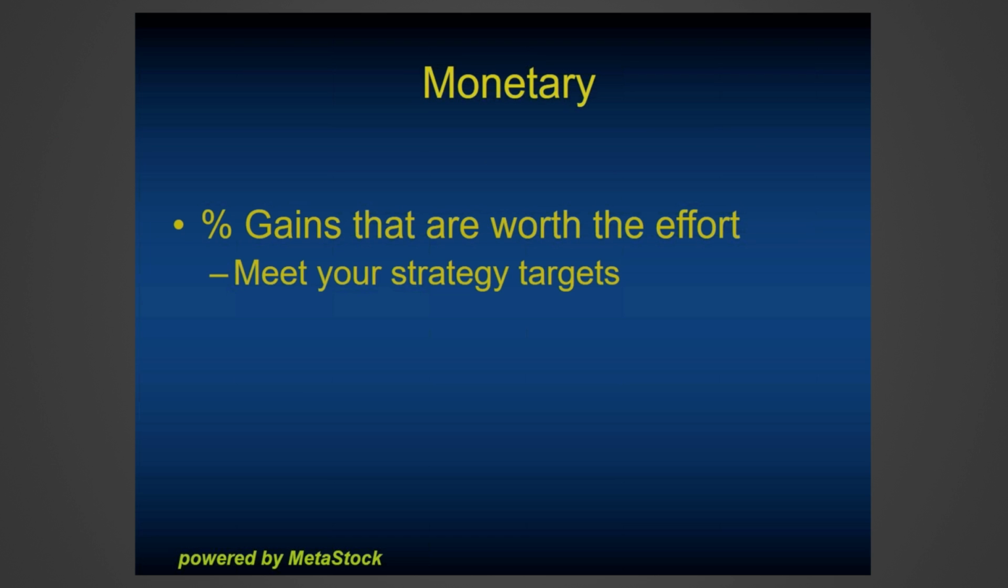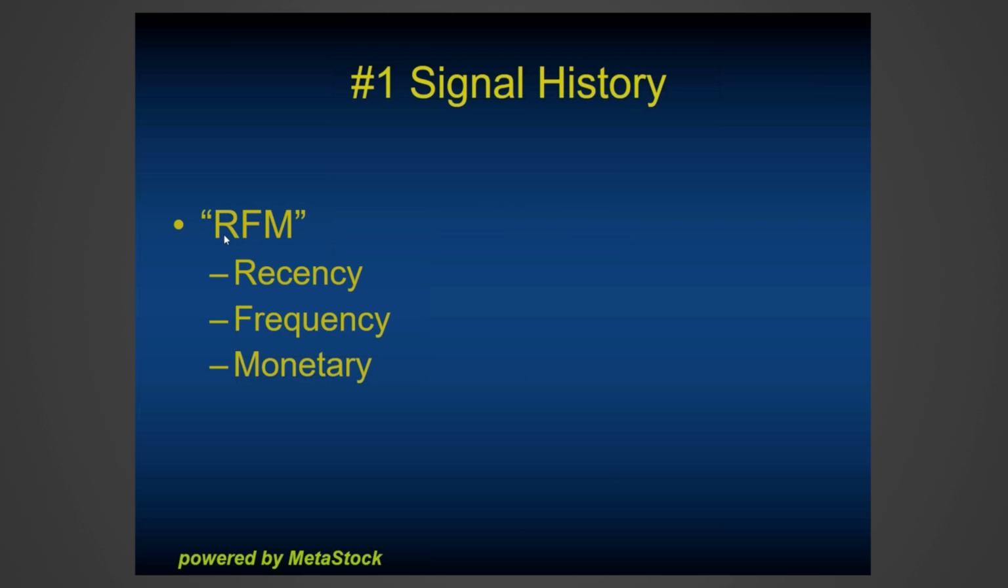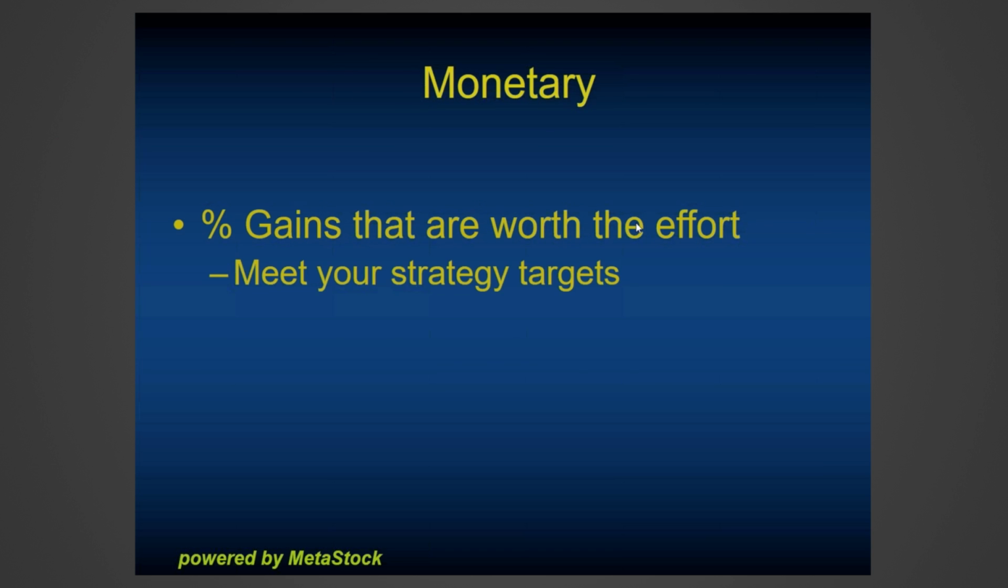And finally, monetary, it's the gains from the prior trades of this signal. Are they worth the effort? Do they meet your strategy targets? And that really depends on the size of your average buy, what kind of gain targets you're looking for. But basically, you have to see that the signal resulted in a trade that more than covered your commissions, more than covered the cost of your time and energy, and it really fits in with your goals. So that's the formula, RFM, recency, frequency, monetary. And that's the first step, signal history. Now, if the signal doesn't meet these criteria, you can knock it out. If it does, you can go to the next step. And the next step would be current performance.